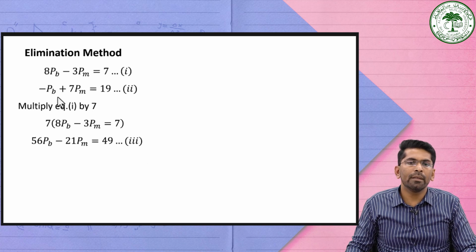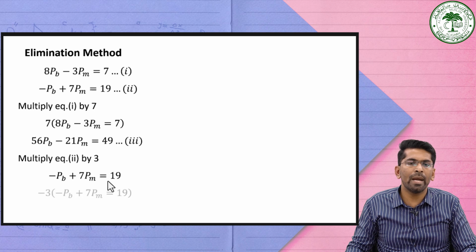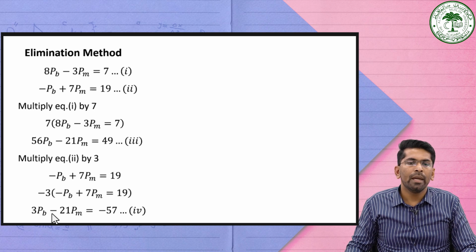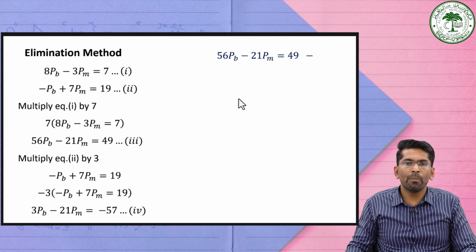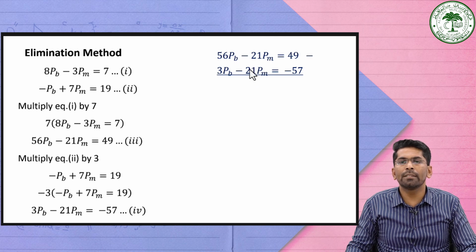Similarly, taking the second equation and multiplying by 3, I am multiplying the original second equation by minus 3. So it will become 3 PB minus 21 PM is equal to minus 3 into 19, which is minus 57. So by taking these two equations, we have minus 21 PM and minus 21 PM. In order to cancel out the 21, we are going to subtract the equations.